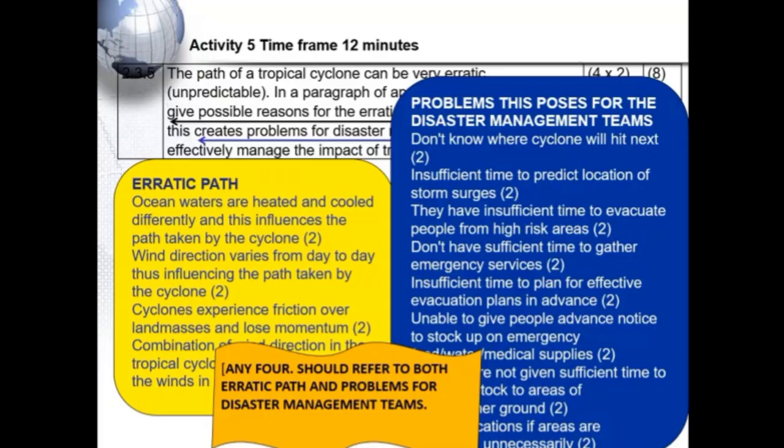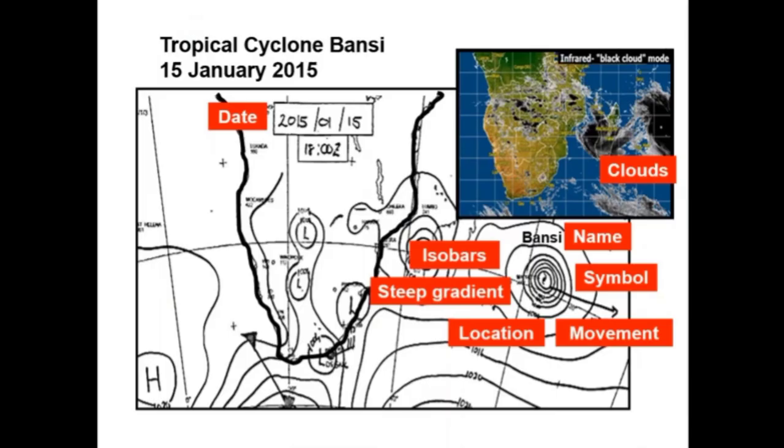Okay. Right now there, ladies and gentlemen, there is tropical cyclone Bansi. And look at the date, 15th of January 2015. That tells us it's in the heart of summer. That is in the southern hemisphere. And that is number two for that region and season. That is tropical cyclone number two.